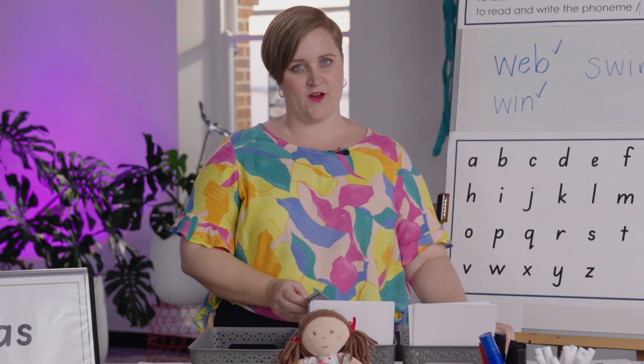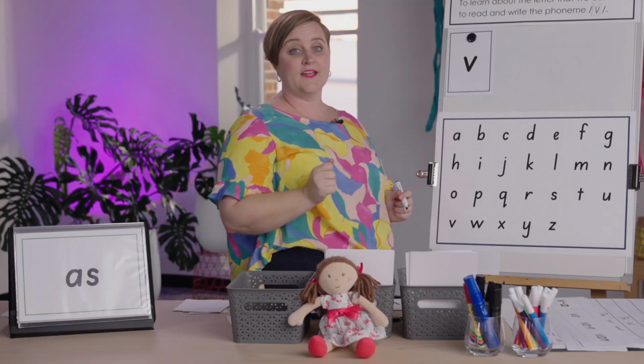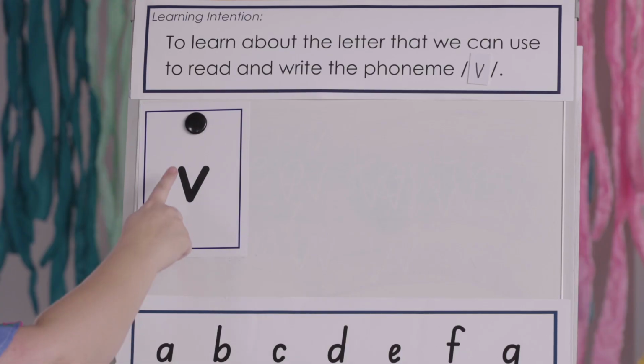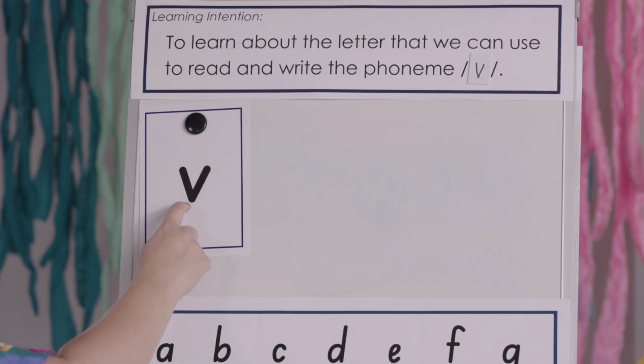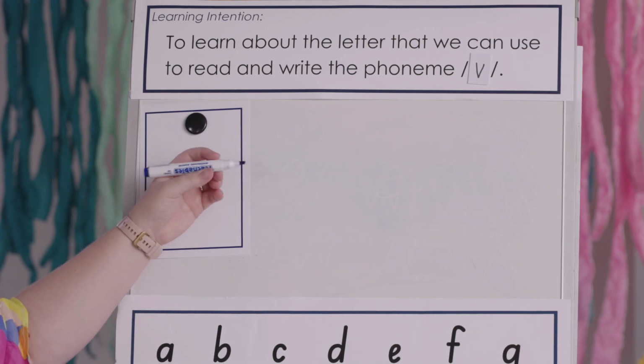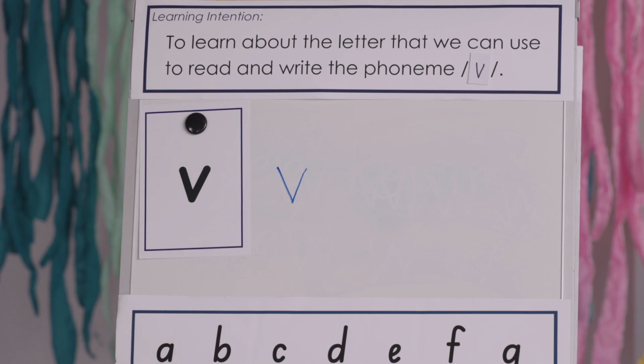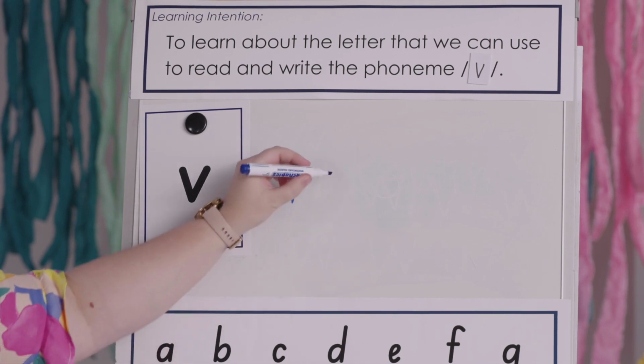Grab your pencils and your paper. Let's practice writing that letter. I'll clean my board and pop our letter up. Okay, let's trace it first. We start here and we go down and up. Let's try one more time. Start here, go down and up. Let me show you. We start here, go down and up. V. Can you write with me?